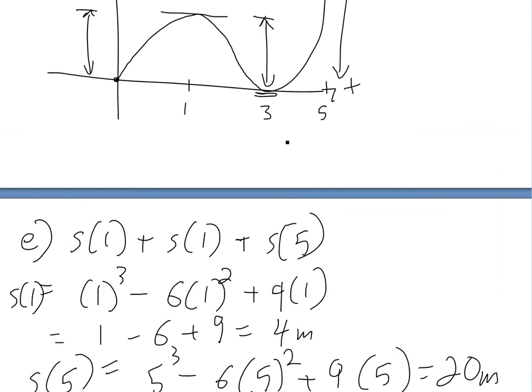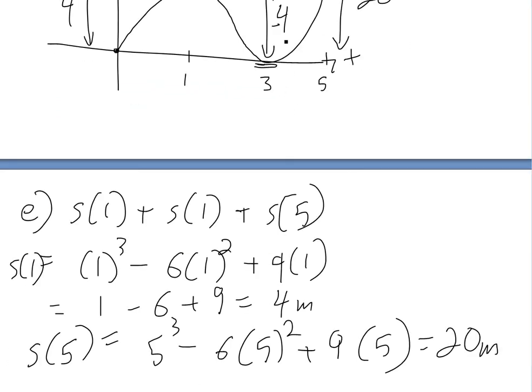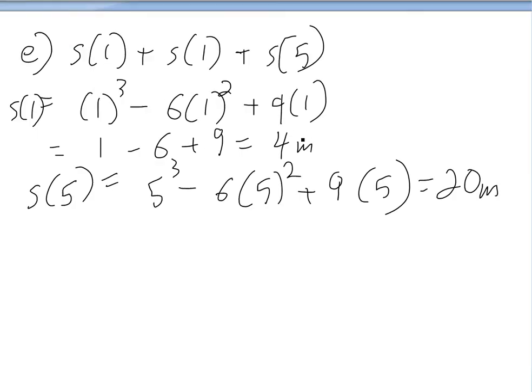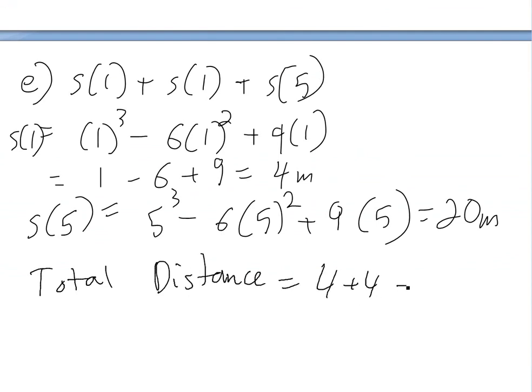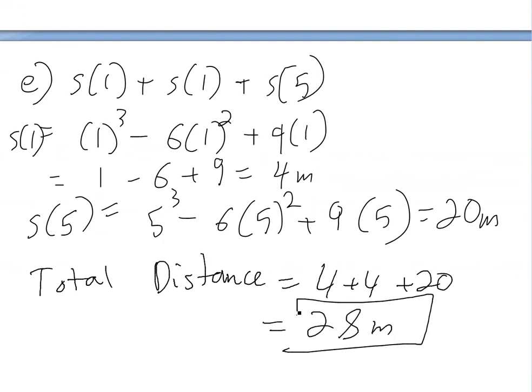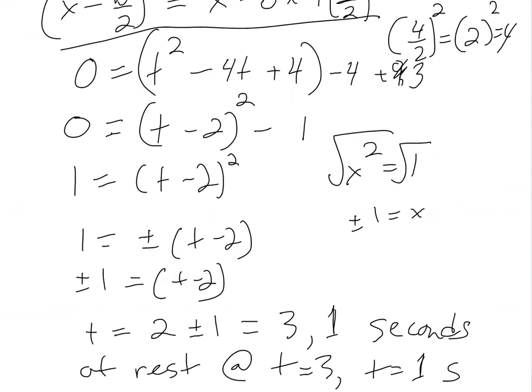So basically from this graph, we saw that it goes up 4 meters. This is 4. Goes down 4, or negative 4, whatever, goes up 20. So it goes up or down, but he's still walking. So total distance is just the total amount of walking, so we just sum it up. So this equals 4 plus 4 plus 20, and this equals 28 meters. So there's a little quick application of using this. I'll show you some more later, but this is pretty useful.